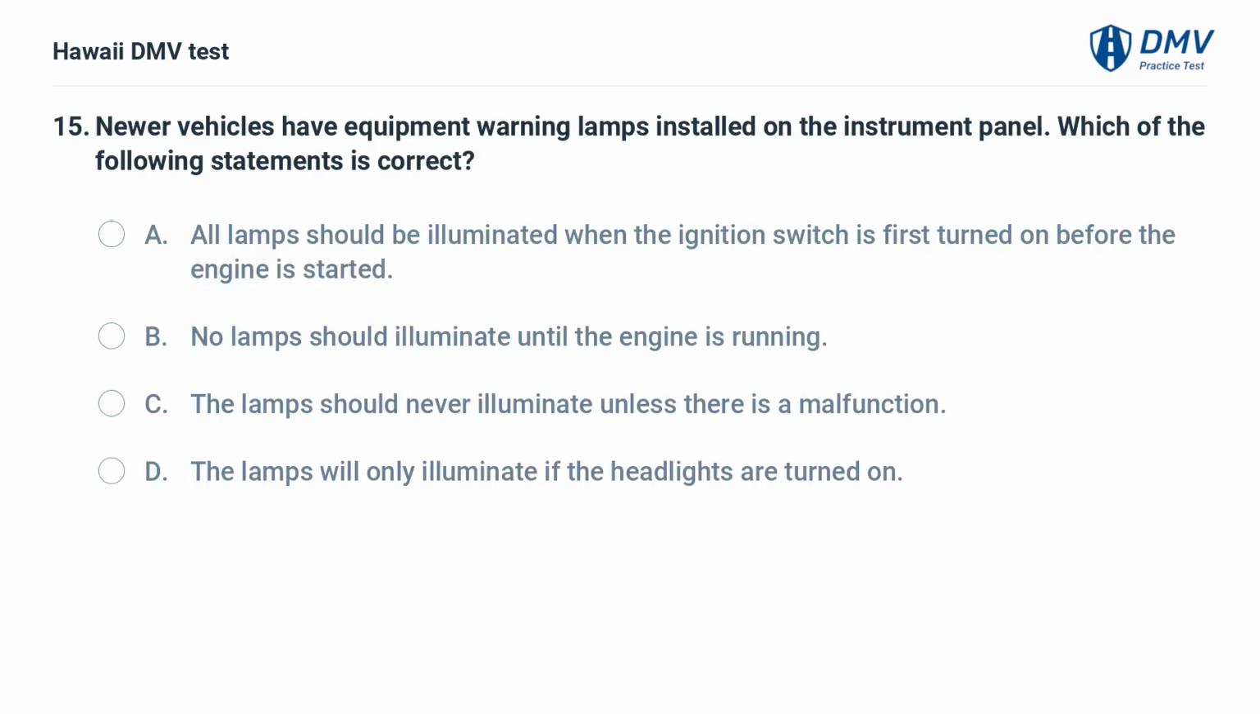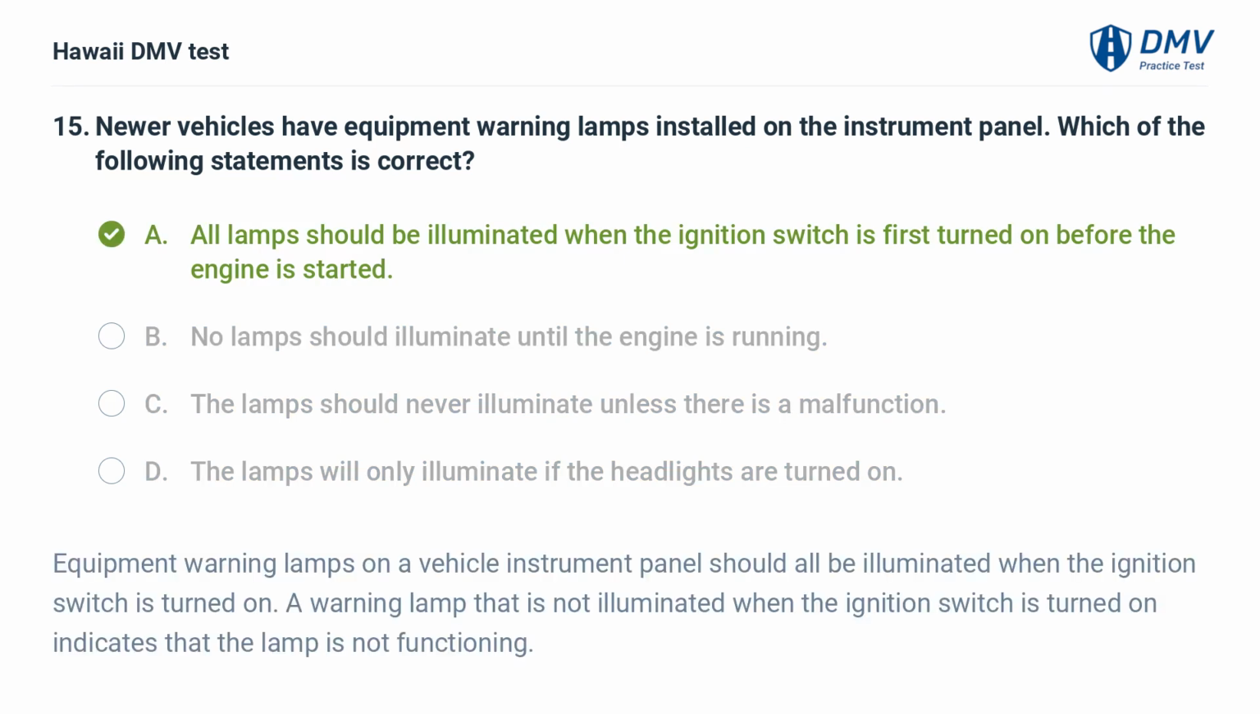Newer vehicles have equipment warning lamps installed on the instrument panel. Which of the following statements is correct? A. All lamps should be illuminated when the ignition switch is first turned on before the engine is started. B. No lamps should illuminate until the engine is running. C. The lamps should never illuminate unless there is a malfunction. D. The lamps will only illuminate if the headlights are turned on.